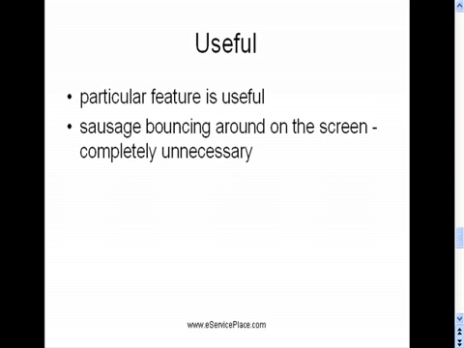Here we are not checking if the whole application itself is useful. We are checking for one particular feature. When you're testing, if you come across a feature, you evaluate it and see if it's really useful for the user. For example, if in the application there is a sausage bouncing across the screen, that's completely unnecessary for the user. So we identify such kinds of features and remove them.